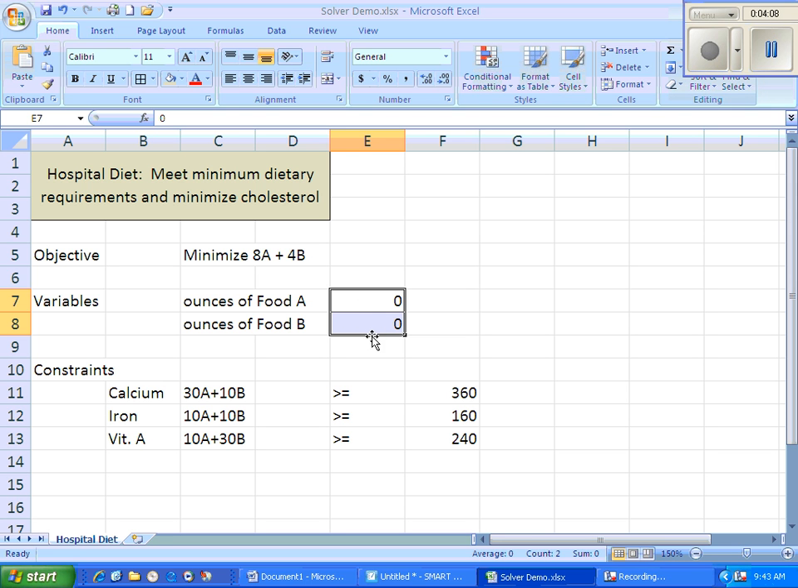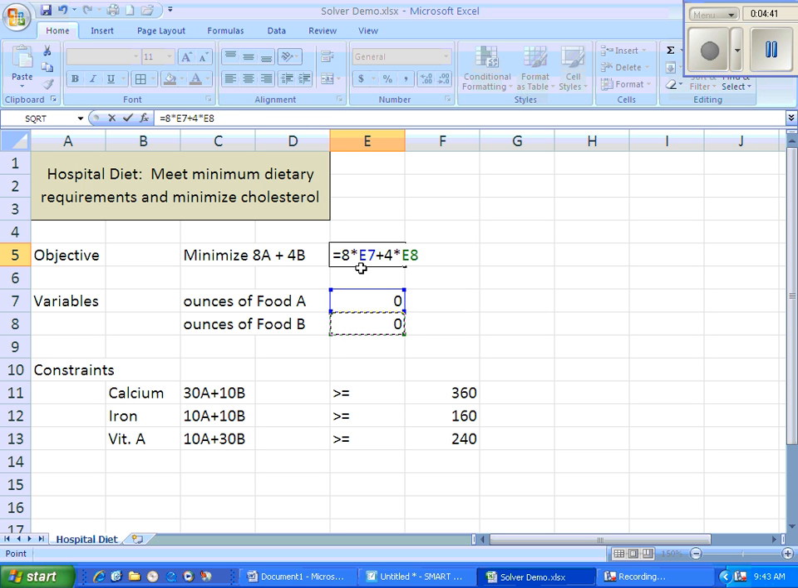I'd like to have some sort of number here. And then what I want to put here is my formula so that Excel can understand what my formula is, that I want to minimize, my 8A plus 4B. So this is going to be a formula, so it has to start with an equal sign, and then 8 times the cell that contains my reference for the variable A, plus 4 times the cell that contains my reference for the variable B. So this is how I translate the 8A plus 4B.